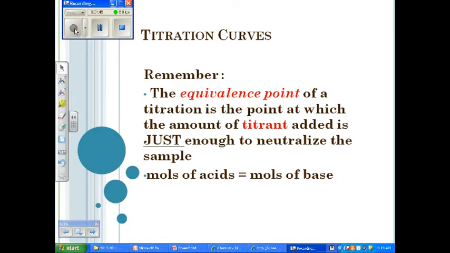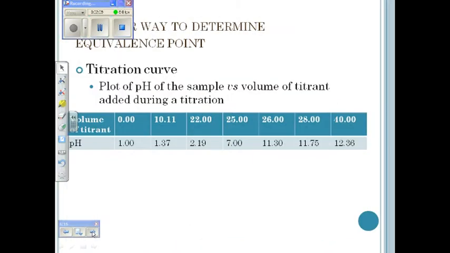Just a note, the equivalence point is not the same as the end point. What is the end point? That's where the indicator turns color. And we're going to learn today the significance of the two. The significance is that you pick your indicator so that it changes at your equivalence point. That is why you use certain indicators for certain titrations, and we're going to learn how we can choose that.